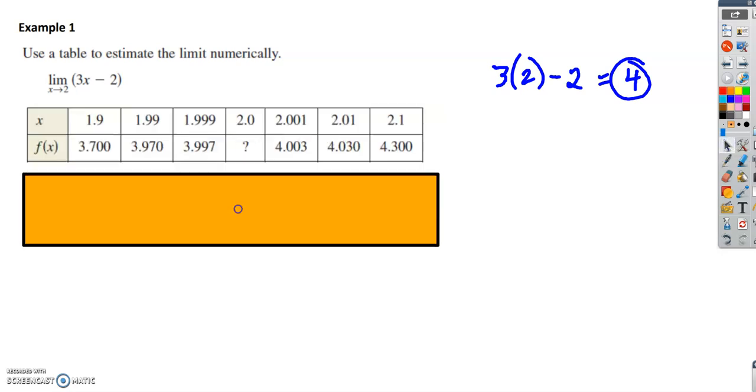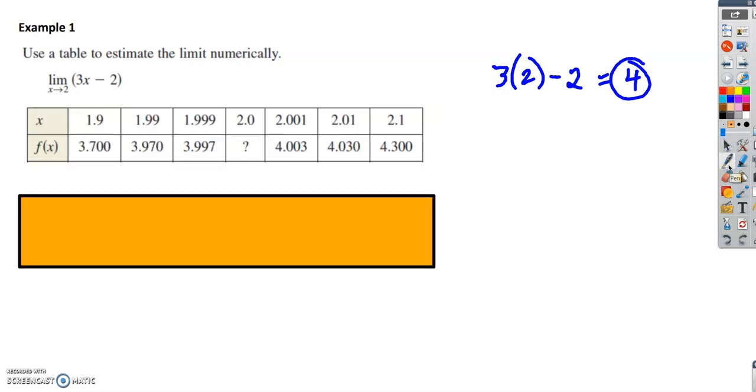Okay. So check out this table. This table shows x values as I get closer and closer to 2, like 1.9, 1.99, you get the idea. We call this coming from the left or coming from below 2. And this guy's coming down from above or from the right. So I get closer and closer to 2. Look at my y values. Yep, they're getting closer and closer to 4, just as we predicted.